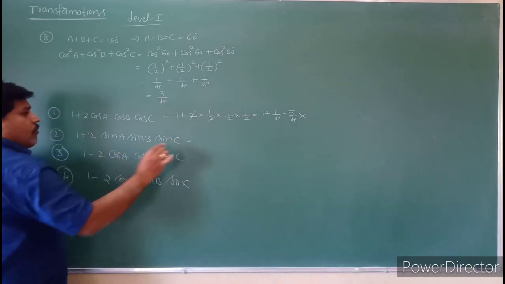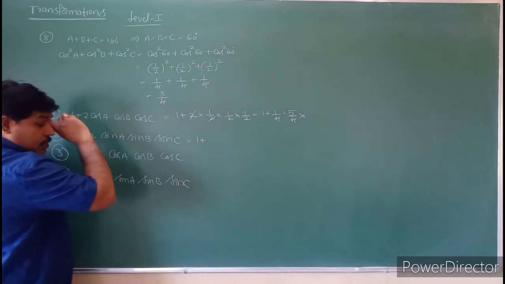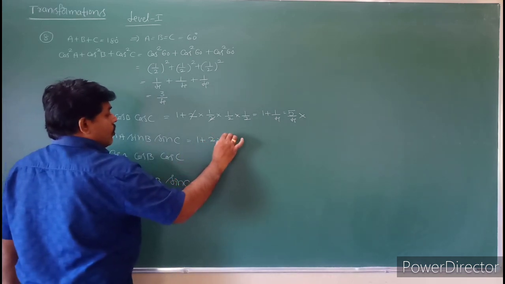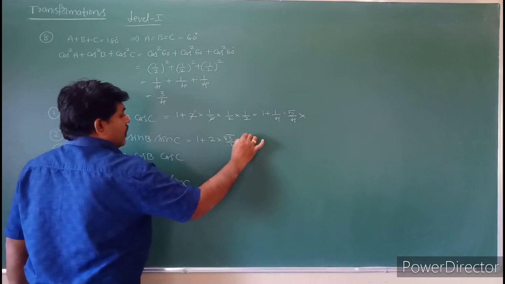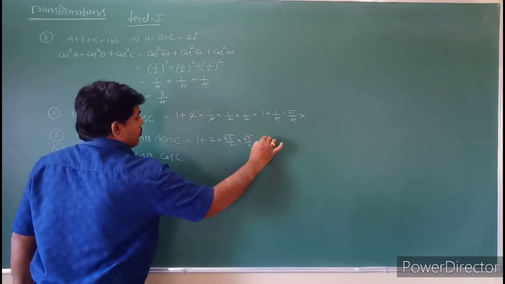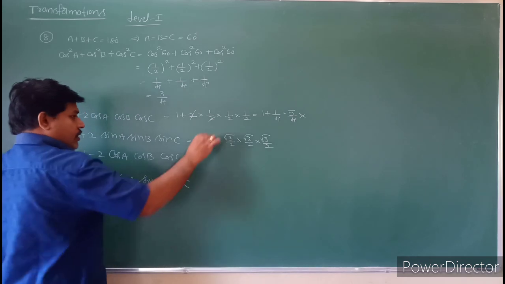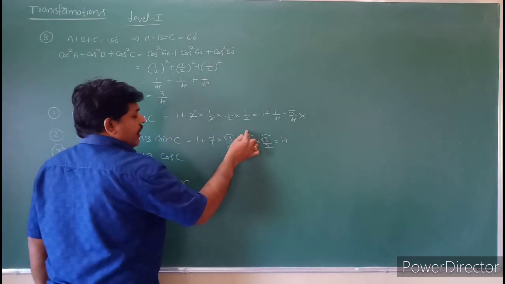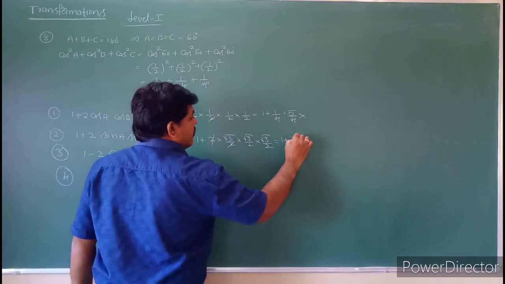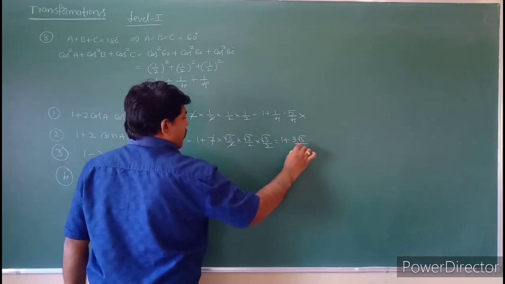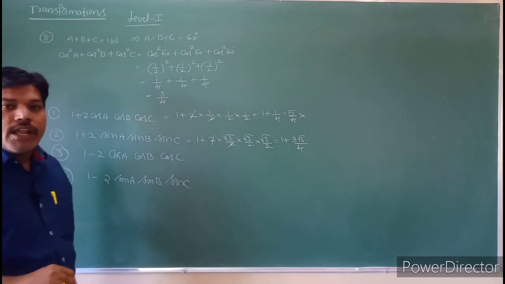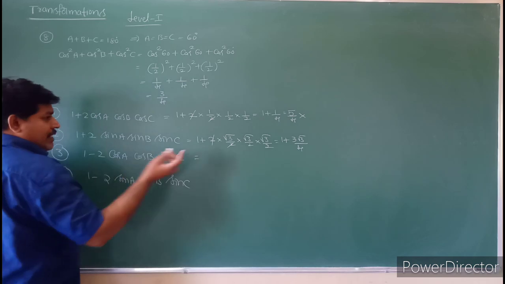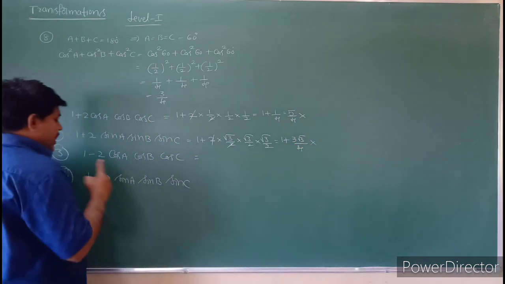So see the second one, this value. What I will do here, students: 1 plus 2 into sine 60, which is nothing but root 3 by 2, into root 3 by 2, into root 3 by 2. So what happens? 2 will be cancelled. It will become 1 plus root 3 into root 3 is 3, root 3 by 4. 1 plus 3 root 3 by 4. So it is not the option, students.